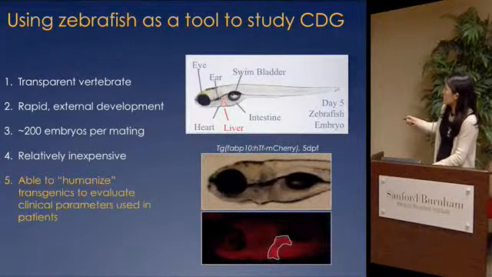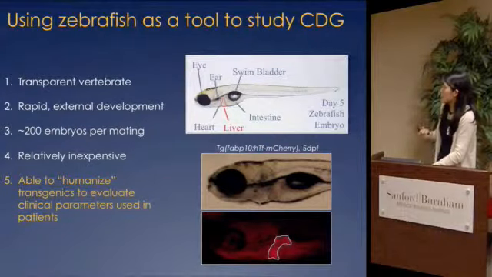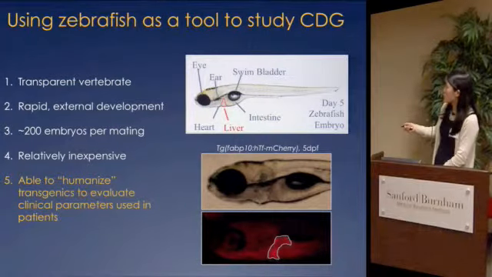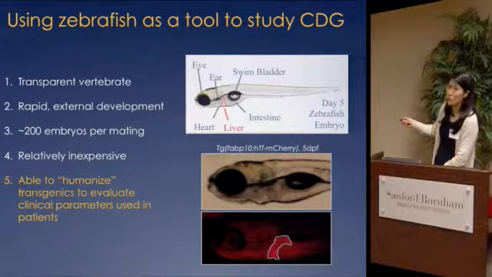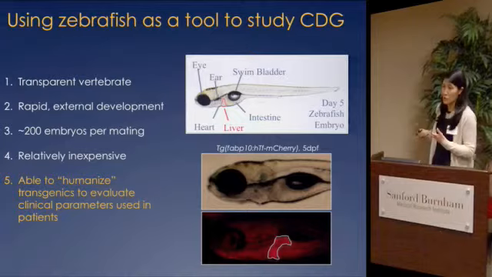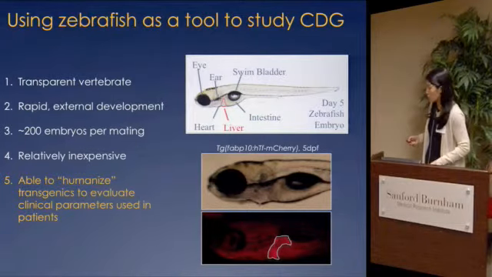And this is the day 5 zebrafish, where this is my organ of interest, but they have a heart, ear, their gut is here, their swim bladder, and we're able to do great genetics with zebrafish and humanize our zebrafish. This is a transgenic zebrafish expressing human transferrin, so that we can use clinical correlates from patients and try and see if those apply to our disease models.